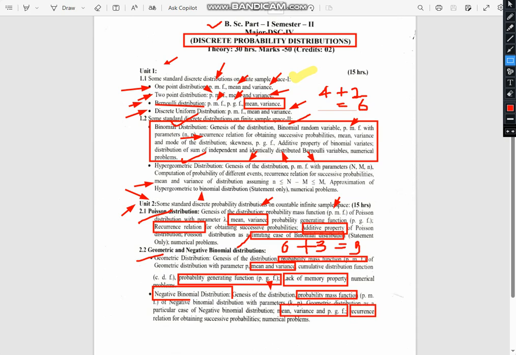See friends, this paper is solely related with discrete probability distributions. And we need to understand all these discrete probability distributions thoroughly, so that they play an important role in your career in statistics. So thank you very much.